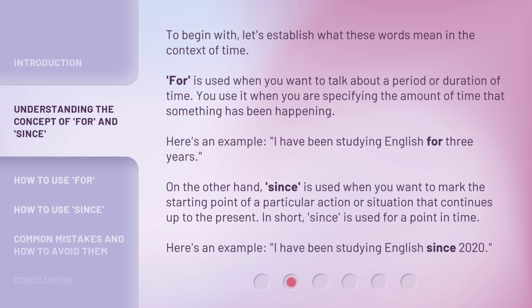On the other hand, since is used when you want to mark the starting point of a particular action or situation that continues up to the present. In short, since is used for a point in time. Here's an example. I have been studying English since 2020.